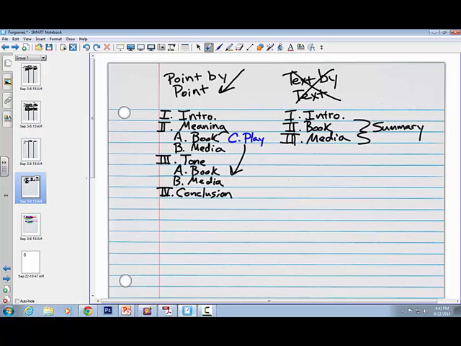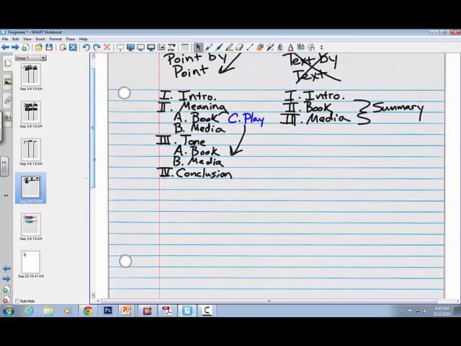This structure here is going to be far more conducive to analysis than this structure here. We don't want to use text by text. Now there are times when text by text is very effective, but I don't think that this is the time for it. So I want to really encourage you to use point by point in your writing. Now, let's get into the actual point of this video, which is the claims. The point of this video is how do we write a claim? How do we avoid that summary? And here's the way you do it.